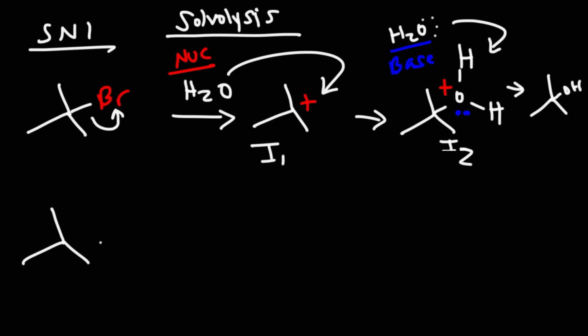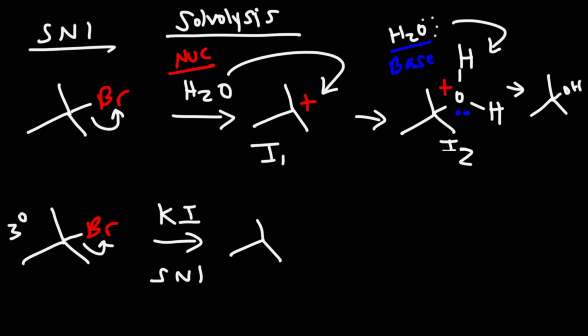Now let's say we were to have tert-butyl bromide, and we were to react it with potassium iodide. So this is a tertiary alkyl halide. It's going to favor an SN1 reaction. In the first step, the leaving group is going to leave. In the next step, the nucleophile is going to add itself to the carbocation. And we get tert-butyl iodide.